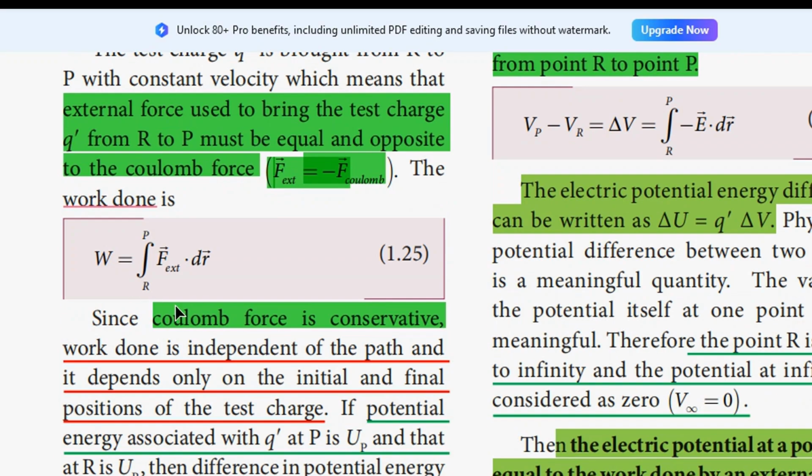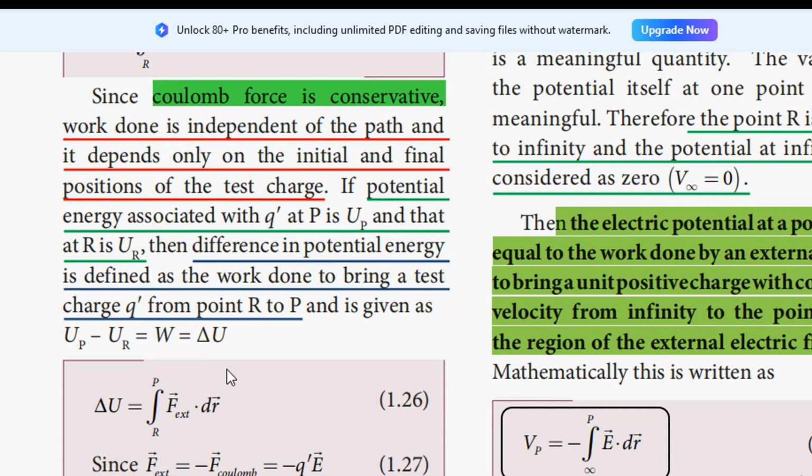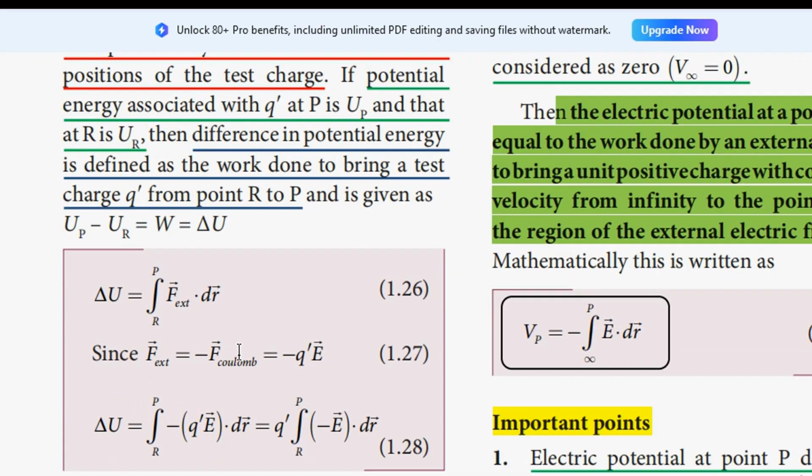The work done is given by W equal to integral R to P F external dot dr. Since Coulomb force is conservative, work done is independent of the path and it depends only on the initial and final positions of the test charge. If potential energy associated with Q dash at P is given by UP and that at R is UR, then the difference in potential energy is defined as the work done to bring a test charge Q dash from point R to P, and is given as UP minus UR equal to W, and that's given by delta U. This delta U is the difference in energy.